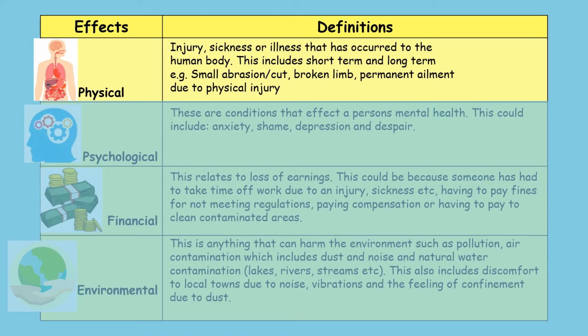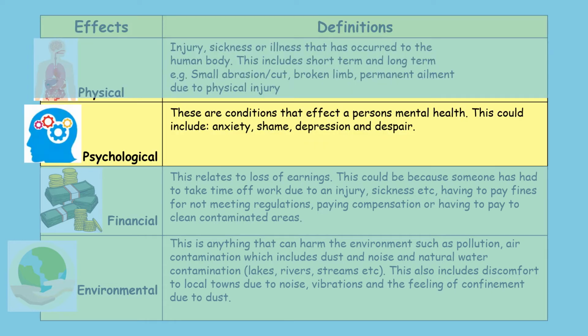So let's go through these one by one just to make sure that we have a really good understanding as to what they actually are. A physical effect is an injury, a sickness, or an illness that has occurred to the human body. This includes short-term and long-term. For example, it could be a small abrasion or a small cut, a broken limb, or a permanent ailment due to physical injury. And when we say permanent ailment, we're talking about a significant life change such as maybe paralysis.